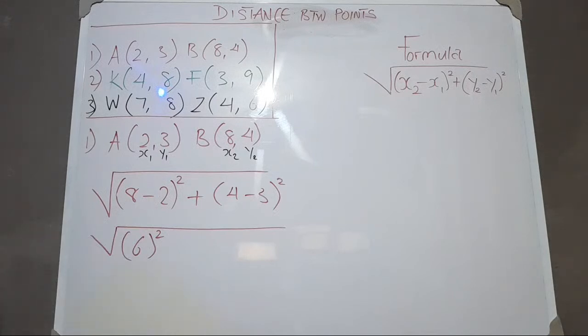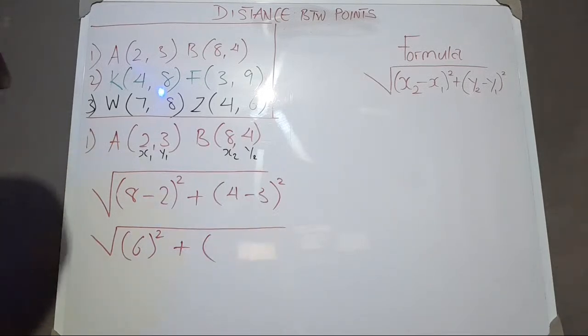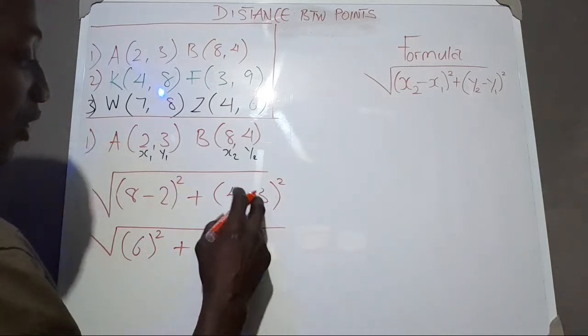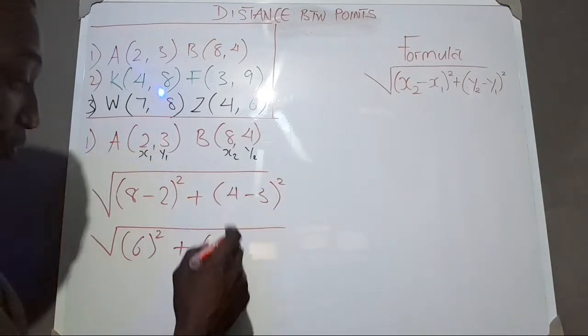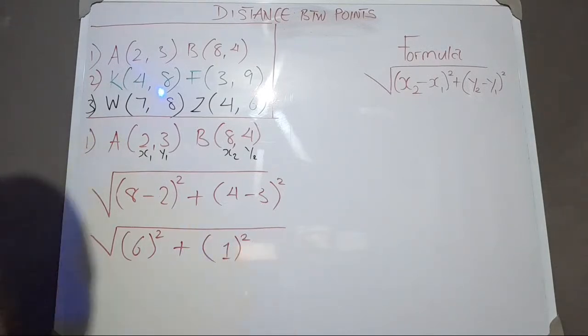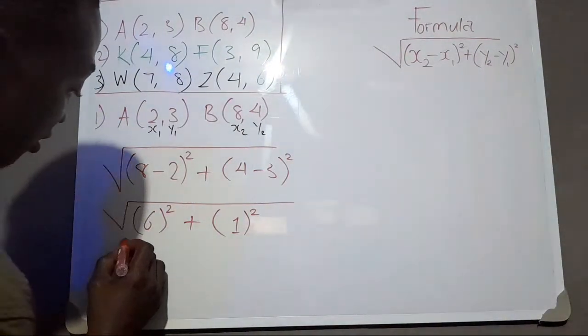So we have positive 6 plus 4, which is positive, and we have 3, which is negative. So negative 3, you remove it from positive 4, you are left with positive 1 raised to power 2. Then I adjust the camera a bit. So yeah, you can see.